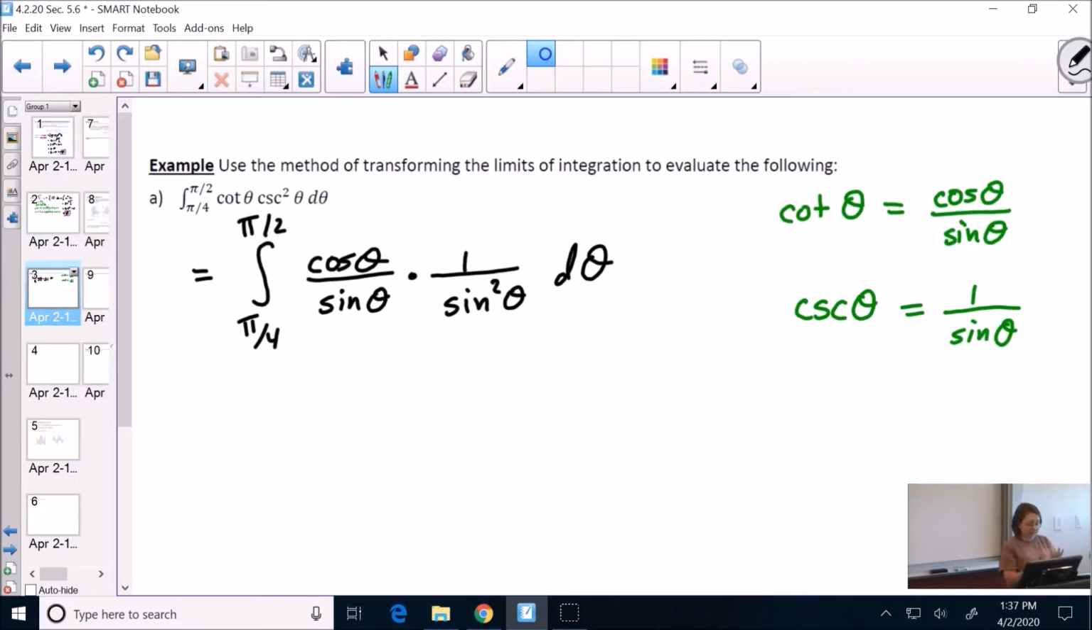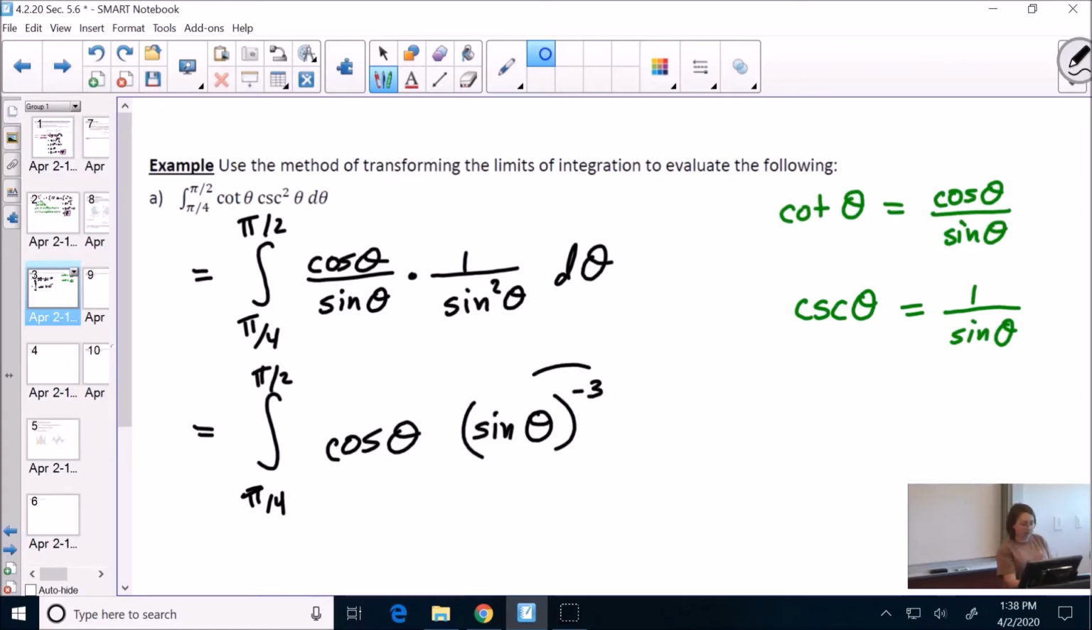Hey, we can put the sines together. So this would be cosine of theta, and on the bottom we have sine cubed. But I actually want to bring that up. If we bring sine cubed up, it's actually going to be sine to the -3. You can put the -3 here or outside the parentheses, it's up to you. Outside is usually clearer in order to figure out who our u is going to be. Don't forget your d theta.